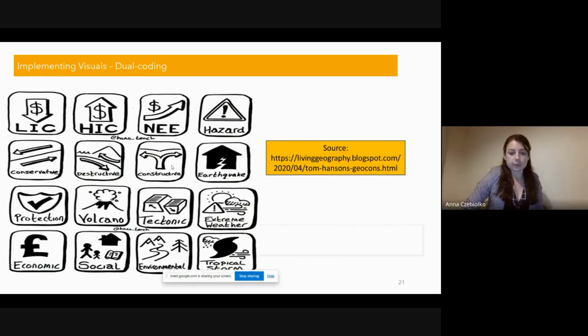Dual coding in geography specifically. I know that dual coding can be used in many different ways. I think the most effective way is if it's used consistently across all the lessons, and every time when we talk about, for example, economic, we use the same symbol. As an alternative, students can present their own symbols, and it may also help them memorize the terms better.